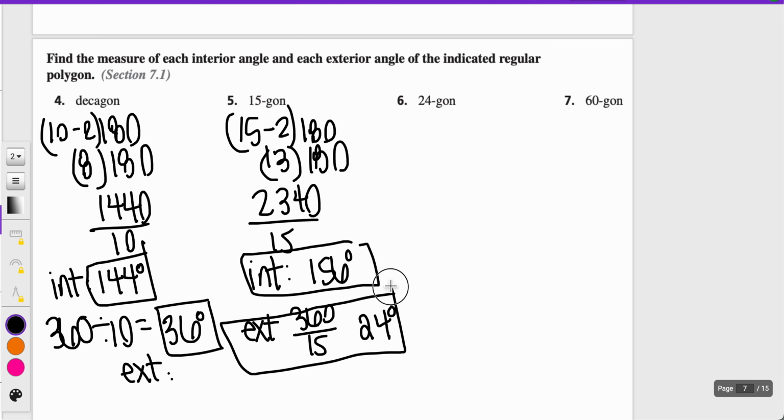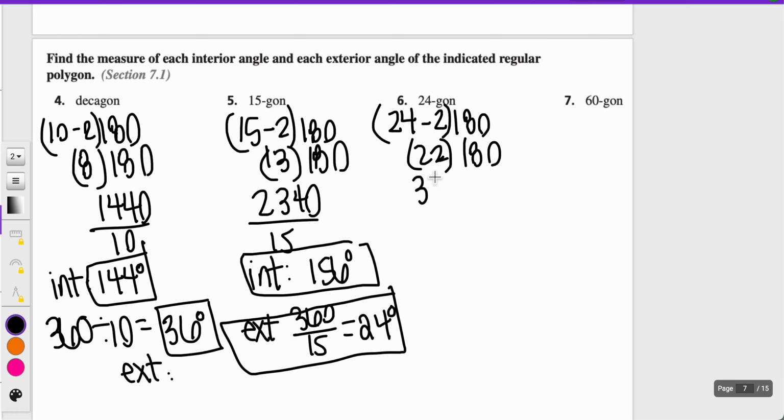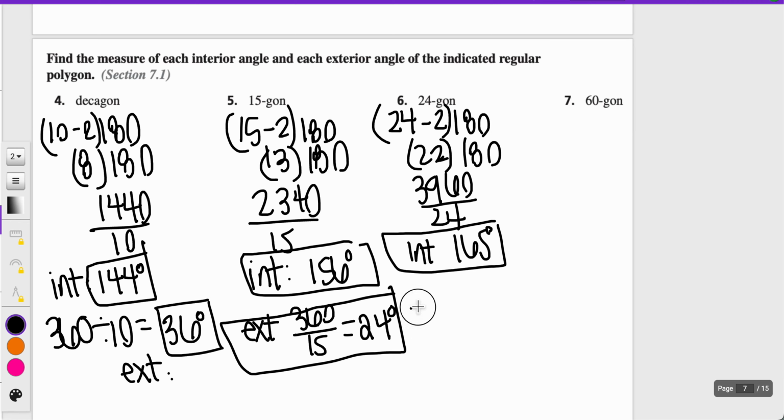24-gon, starting the same way, 24 minus 2 times 180, or 22 times 180. I'm going to get 3,960, divide that by 24 sides. My interior measurement will be 165 degrees for each one. Exterior, just take that 360, divide it by 24, and I'm going to get 15 degrees.